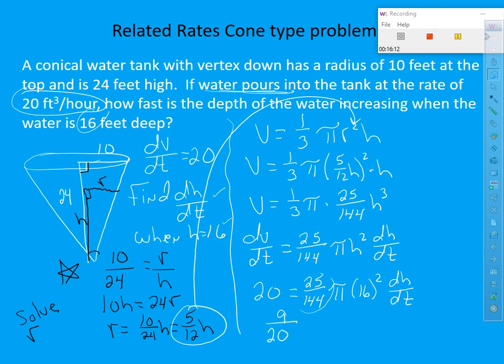The only thing I haven't used is this pi right there. That's going to be in the denominator. So my answer is 9 over 20 pi, and my units is feet per hour. So there's the answer to that one.